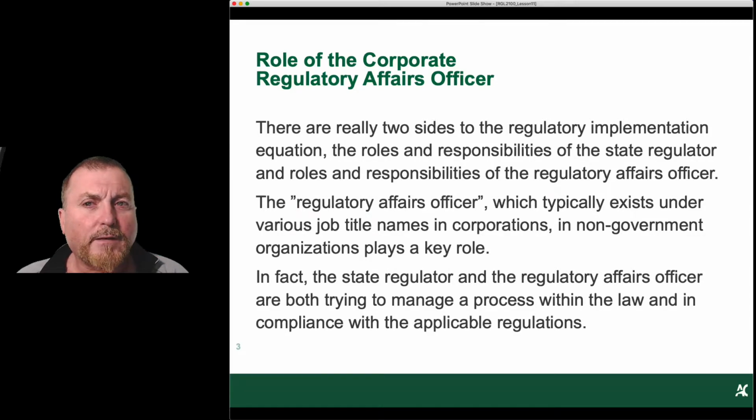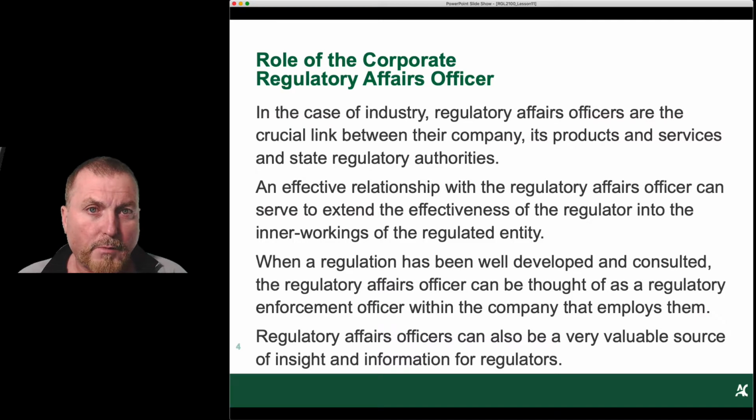In fact, the state regulator and the regulatory affairs officer are both trying to manage a process within the law and in compliance with the applicable regulations. So in many ways, they are working on the same issues, and they're trying to achieve the same objectives, which is a high level of voluntary compliance, which we've already learned about, right? And that becomes very, very important.